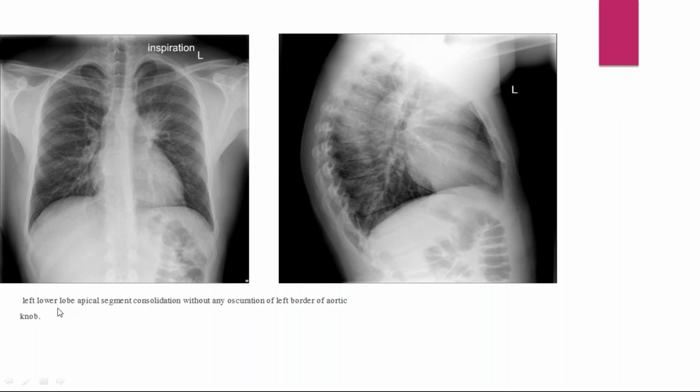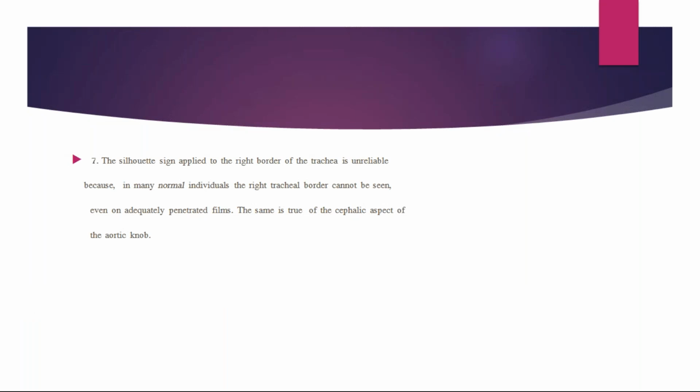Here in this radiograph, we can see the left lower lobe apical segment consolidation without any obscuration of the left heart border. There is no obscuration of the left heart border or the aortic knob. The Silhouette sign is applied to the right border of the trachea, but this is unreliable because in many normal individuals, the right tracheal border cannot be seen even on adequately penetrated films, and the same is true for the cephalic aspect of the aortic knob.